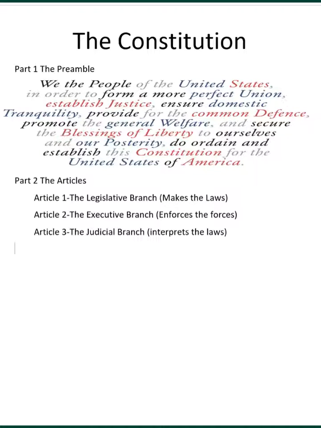Article 3 is the judicial branch. The judicial branch interprets the laws. On your paper, write Article 3, the judicial branch.